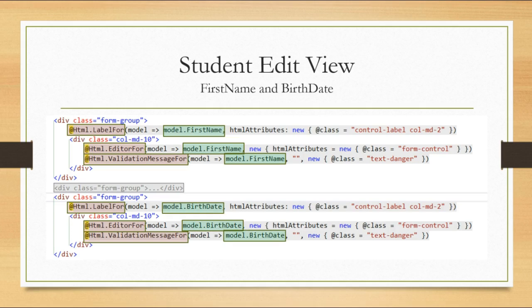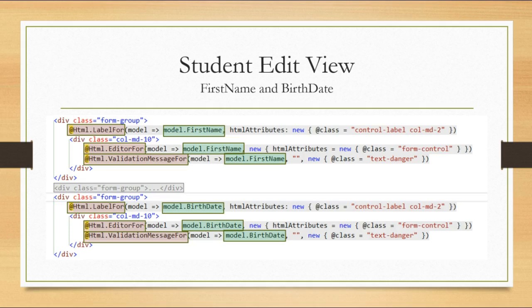Now for birth date, it's similar. Notice it's the same three HTML helpers, label for, editor for, and validation message for. Nice thing about this is it abstracts us, as developers, from how we need to render these different items. So a first name is a string, while a birth date is a different type of control. But our code looks the same for both of them. We are abstracted from how these will be rendered on the web page.